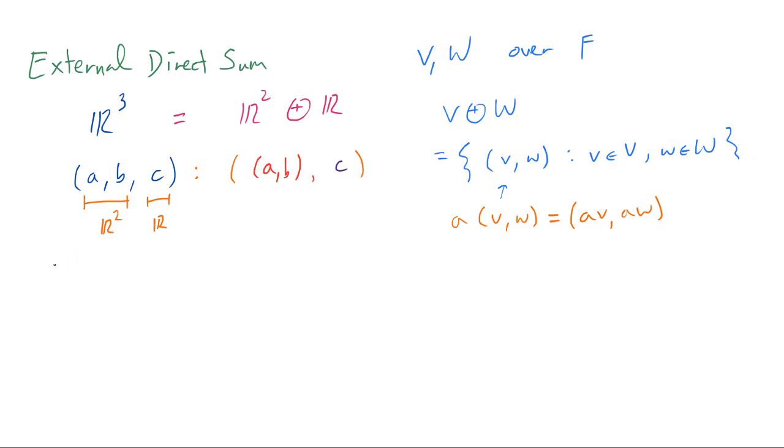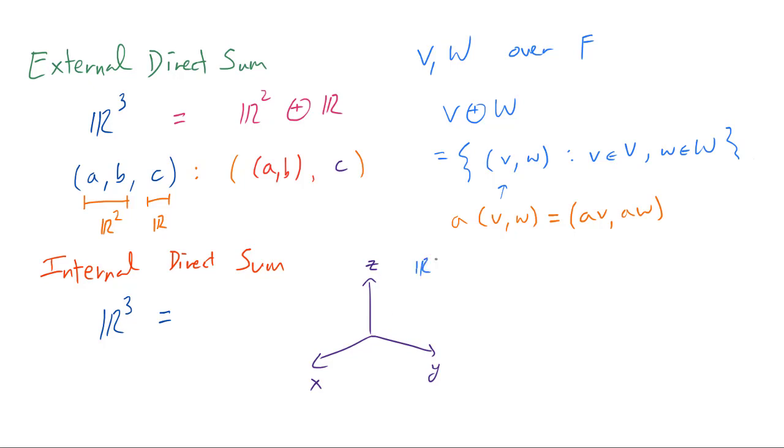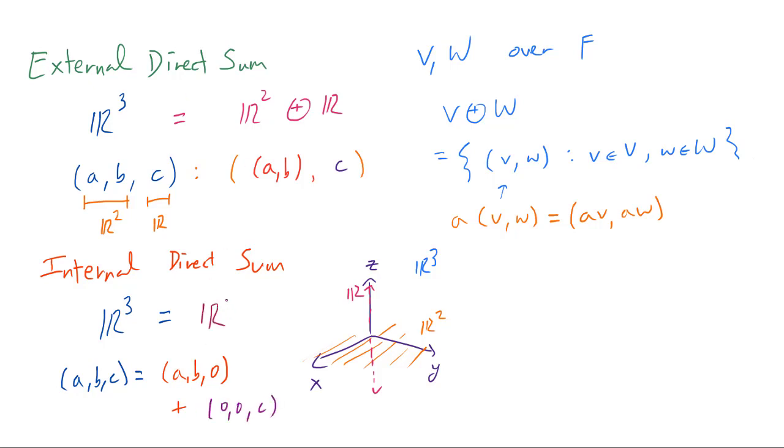On the other hand, we can define the notion of internal direct sum. To motivate this, realize that R3 can be decomposed into R2 plus R in a different way. Namely, if we have R3 that looks something like this, then we can naturally think of this xy plane as R2. In addition, we can think about the z-axis as being R. And now each tuple (a, b, c) can be thought of as something in R2, namely (a, b, 0), plus something in R, namely (0, 0, c). So in this way, once again, we're going to use the same notation for internal direct sum. We are going to have that R3 is R2 ⊕ R.